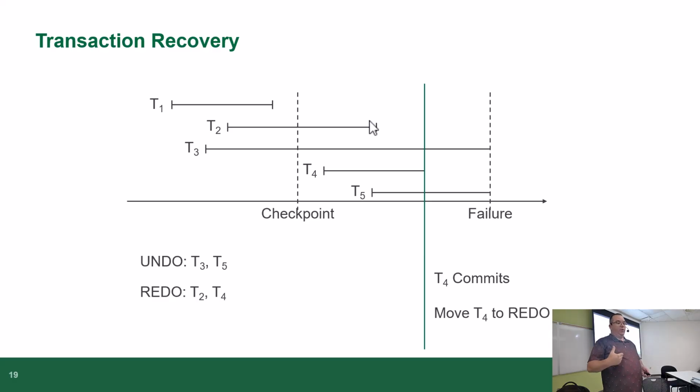At this point in time, we have 2 transactions in undo and 2 transactions in redo. When the server comes back, it needs to undo 3 and 5 and delete them from the log. It needs to redo 2 and 4 because they were successful.